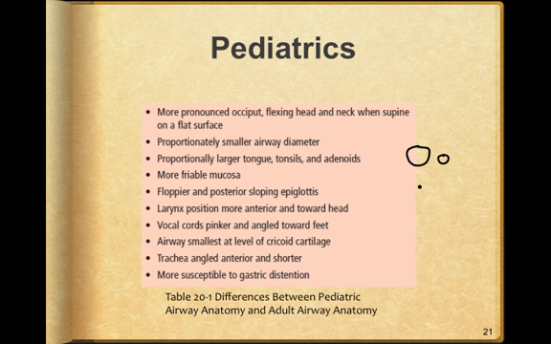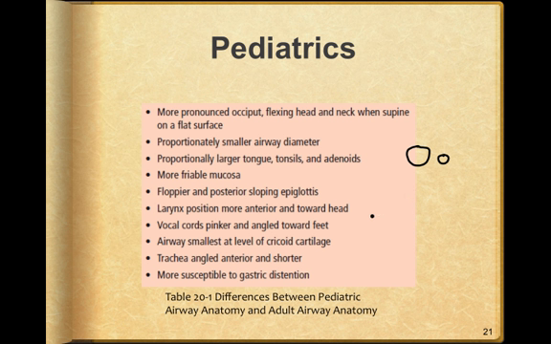Floppier and posterior sloping epiglottis, which makes it a little bit more difficult. It's suggested, depending on the size of the child, that we use a straight blade instead of a curved. The larynx position is more anterior and towards the head than it is in an adult, so they have an anterior airway to begin with. Vocal cords are pinker and angled towards the feet, which makes it a little bit more difficult to hit the airway. The airway's smallest level is at the cricoid cartilage.